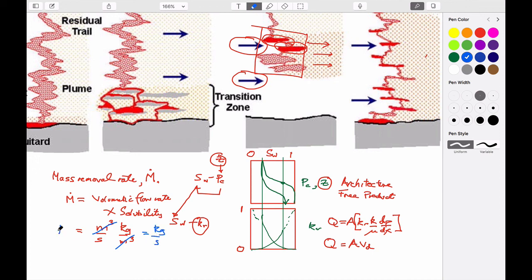In other words, the essence, by definition, is a mass removal rate. And that's, I think, the essence of assignment 4, which you're in the midst of right now, looking at that. And so that's really what we're going to talk about now.